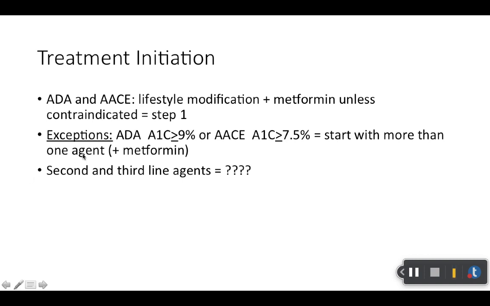There are some exceptions here that both agree on. Basically, if the A1C is high, depending on the organization, the ADA has it at 9 and the AACE has it at 7.5, this is where you can actually do a dual therapy. When there's one medication, it's called monotherapy. If your patient doesn't have a really high A1C initially, you will start with monotherapy, and that's going to be metformin.